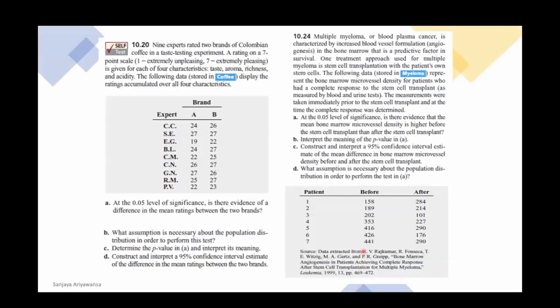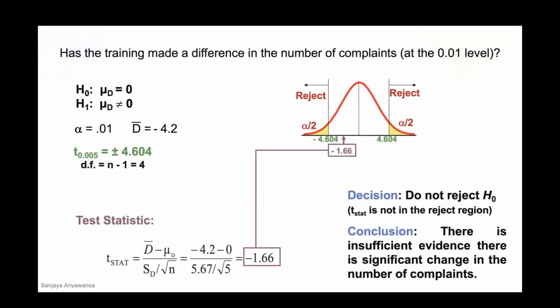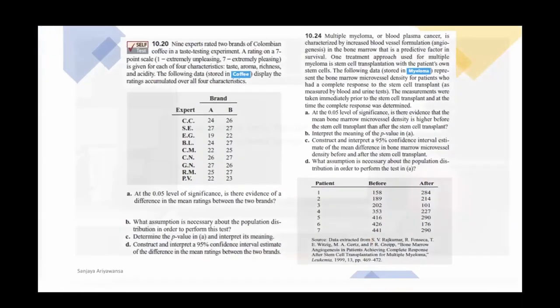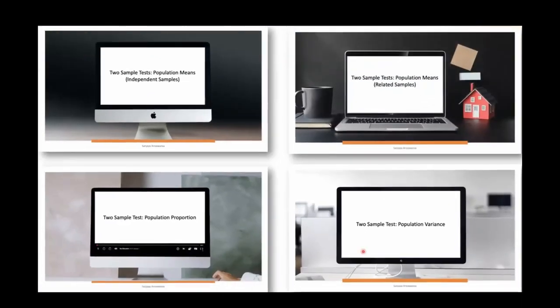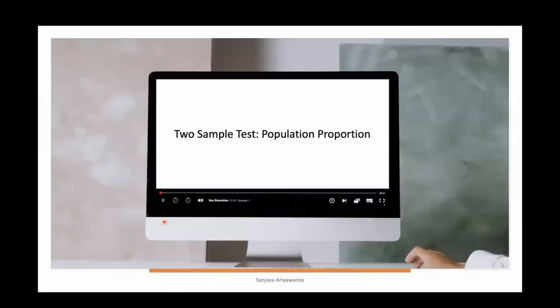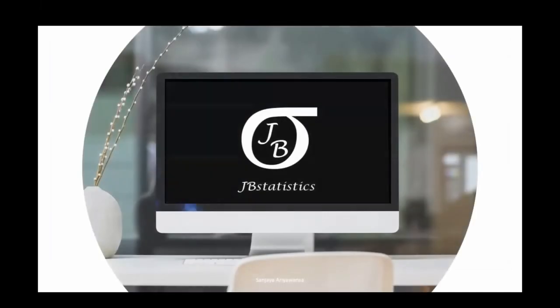I've given a couple more examples here taken from the reference book. You can try these out. They would be quite similar to this particular problem. Up to now, we've been talking about two samples and looking at the population means, with the two samples being independent and being related. Next, we're going to look at two samples for population proportions. Again, the process is very similar, just that the notations are different.